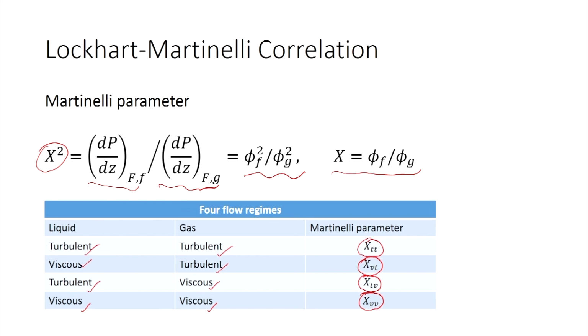Commonly in conventional channels, the regime is turbulent-turbulent. Both the phases are turbulent, but in miniature channels commonly it is viscous-viscous, both phases are laminar.